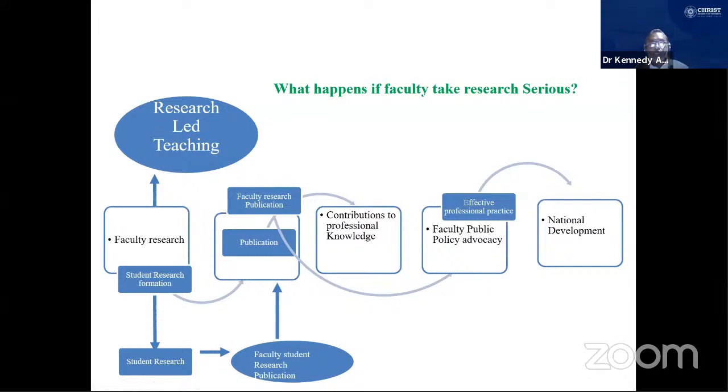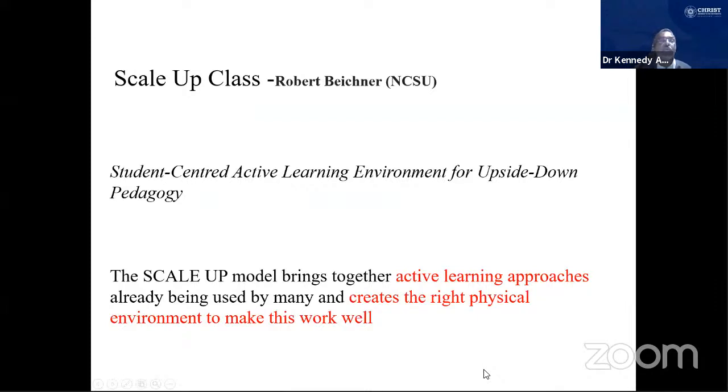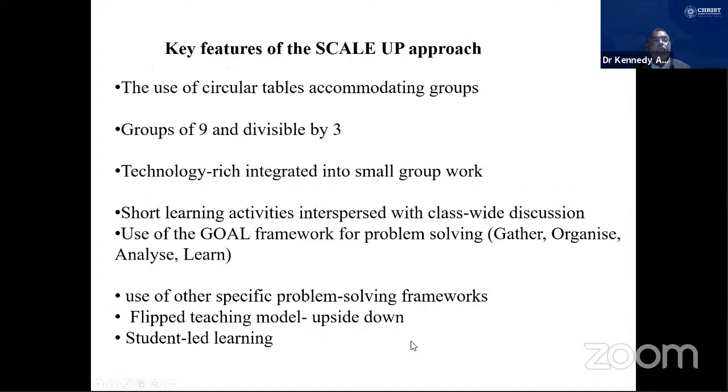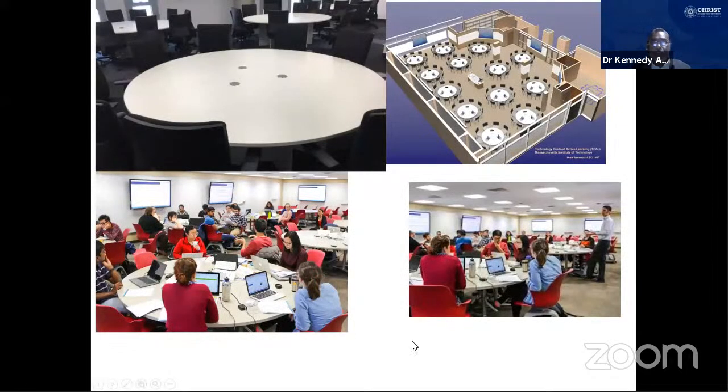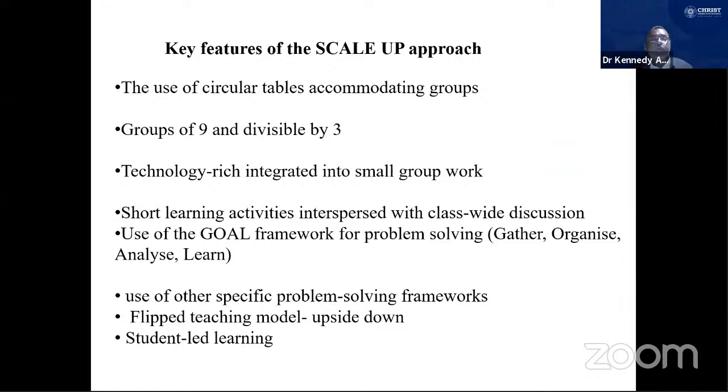But I'm not going into the details. If you want a model, please look up this interesting classroom that Robert Beichner has conceptualized at North Carolina State University, where he looks at a student active learning environment for upside-down pedagogy. It's called the SCALE-UP model, which brings together active learning approaches already being used by many, and creates the right physical environment to make this work well. So I won't go into the details. You can read up more on the net and in the works of Robert Beichner, but he talks about how groups of 9 can be divisible by 3.